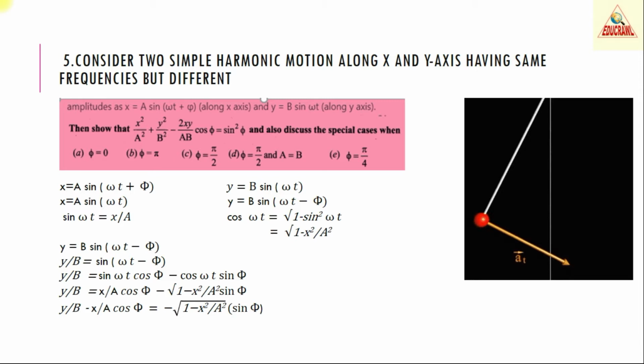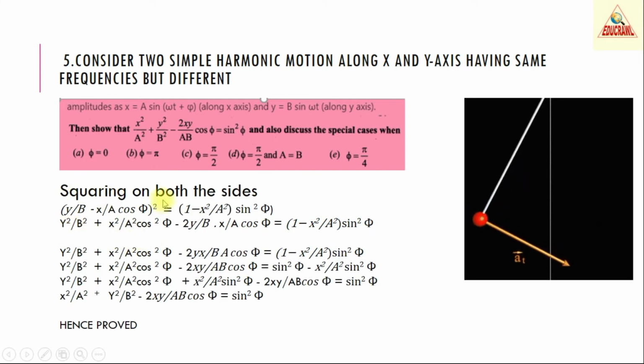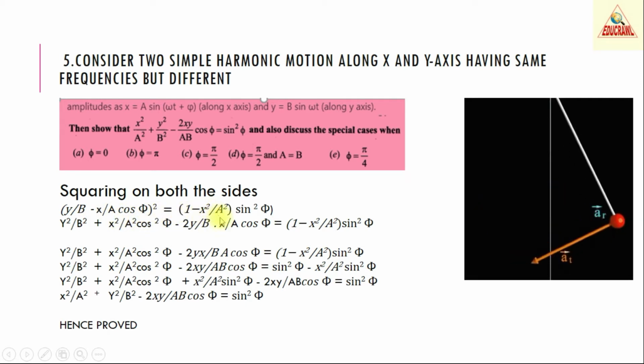The first term in the RHS I am taking to the LHS. So the expression becomes y by b minus x by a cos phi is equal to minus square root of 1 minus x squared by a squared into sin phi. Now squaring on both the sides, we have y by b minus x by a cos phi the whole square is equal to 1 minus x squared by a squared into sin square phi.